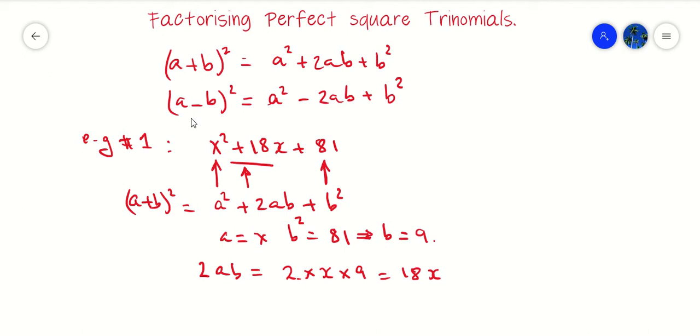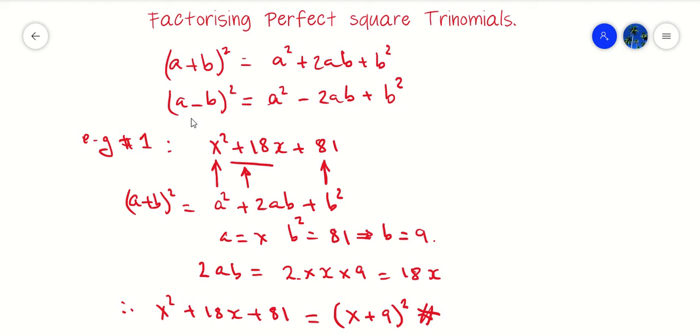So therefore, this expression I've been given is a perfect square, and I can factorize it using a plus b. My a is x, and my b is 9. Therefore, x square plus 18x plus 81 is equal to what? My a is x, and my b is 9, so it is (x plus 9) whole square. And that will be the factorization of that example.